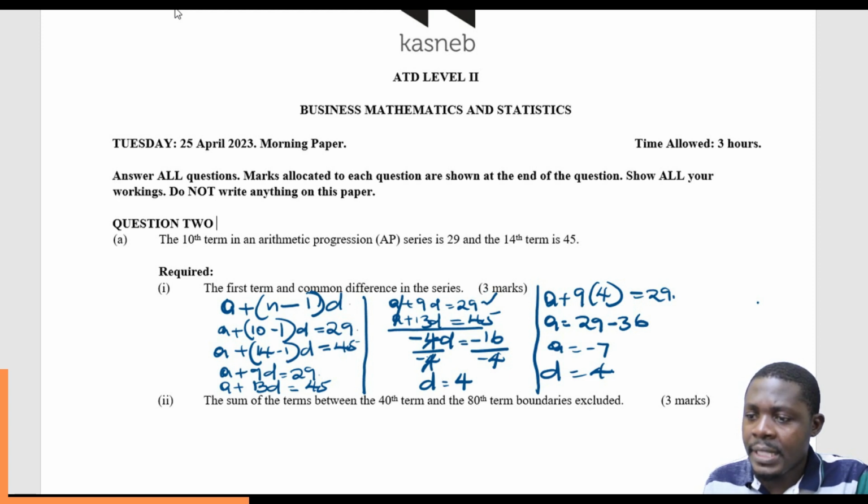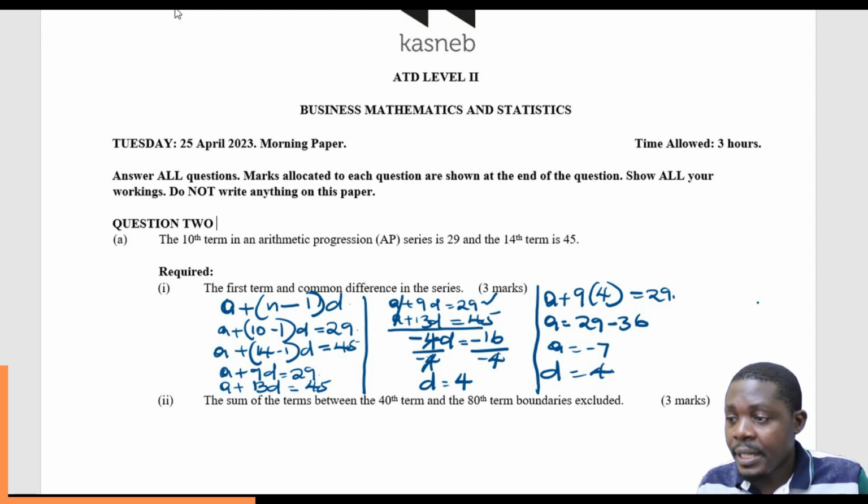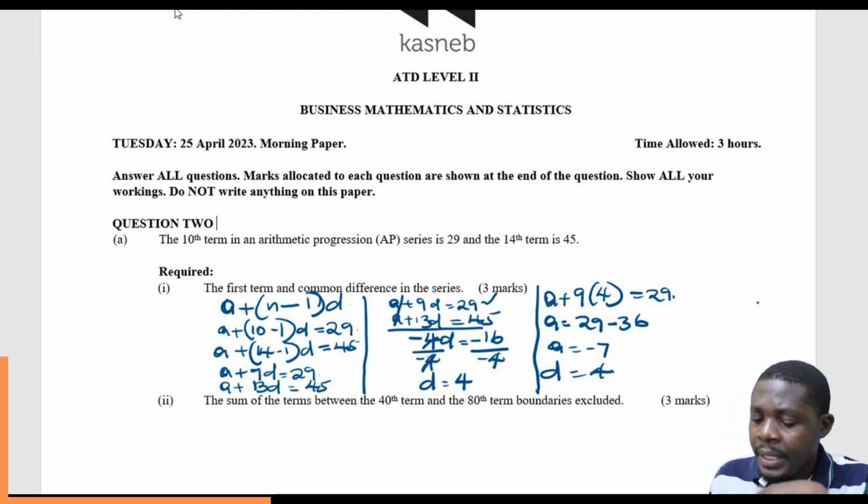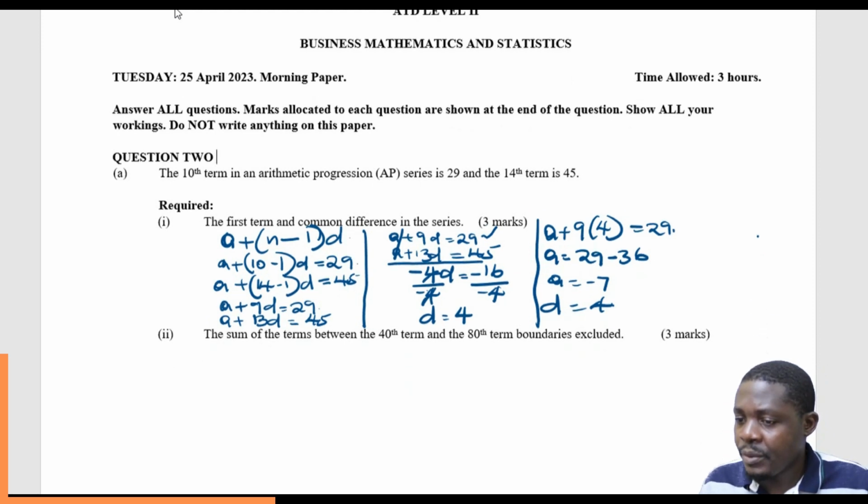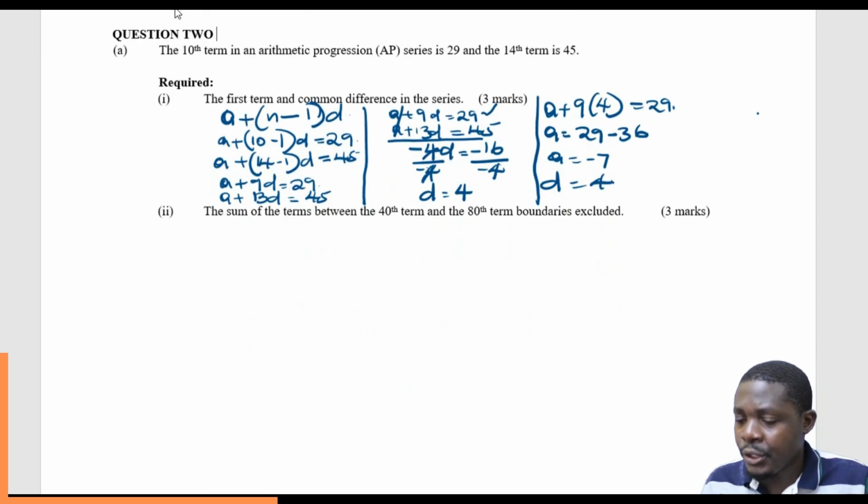They say the first term and the common difference are the answers you need to present in Roman 1 to get 3 marks. In Roman 2, we are told to find the sum of the terms between the 40th and 80th terms, boundaries excluded. Now, to determine the sum of an arithmetic progression, we are going to use this formula.